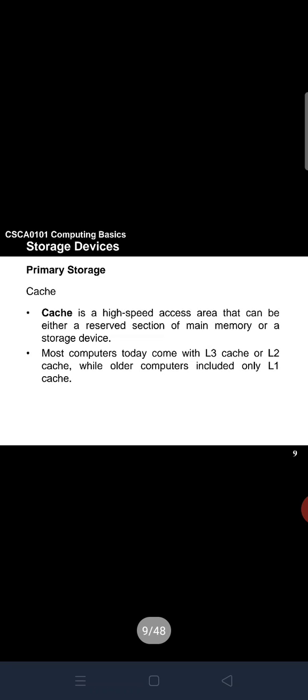Cache memory is also the type of primary storage. This is a high speed access area that can be either reserved section of main memory or a storage device. There are different levels of cache memory. Most computers today come with level 3 cache or level 2 cache, while older computers included only level 1 cache.